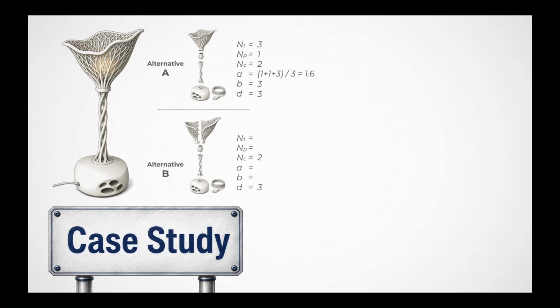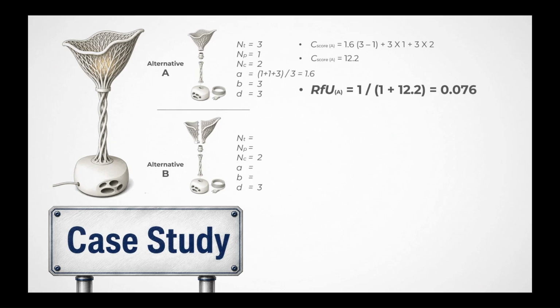Calculating the Cscore for alternative A. Cscore equals 1.6 multiplied by (3 minus 1), plus 3 multiplied by 1, plus 3 multiplied by 2. This equals 3.2 plus 3 plus 6, which equals 12.2. This results in a readiness for use of 1 divided by 1 plus 12.2, which equals 0.076.